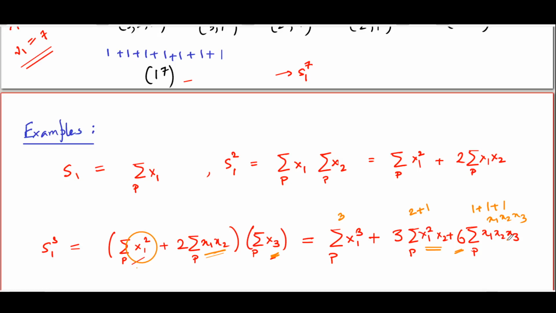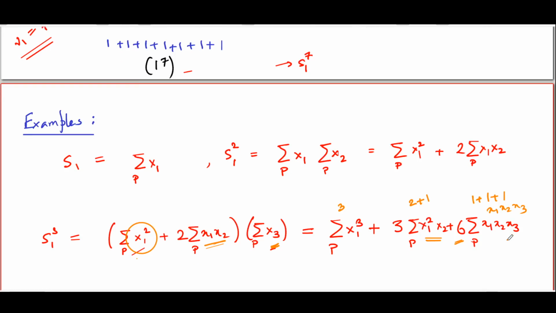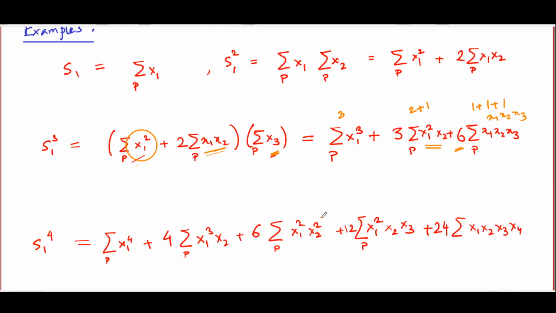Okay, let's quickly work out s1 to the 4 using the same argument. I'm not writing down the steps here, I've just written down the answer, but let's try to understand where this comes from. Remember, for s1 to the 4, you need to multiply this expression by the sum over all permutations of, let's say, x1. And therefore, you can get x1 to the 4 in only one way. Take x1 cube from here and x1 from here. That's why you get a coefficient of 1 here.